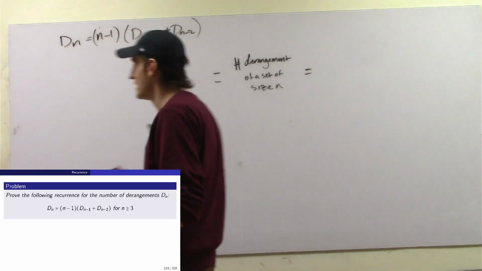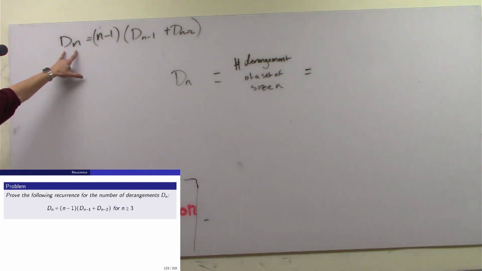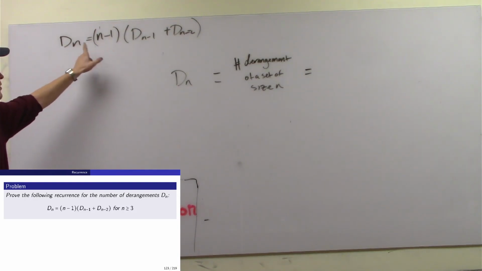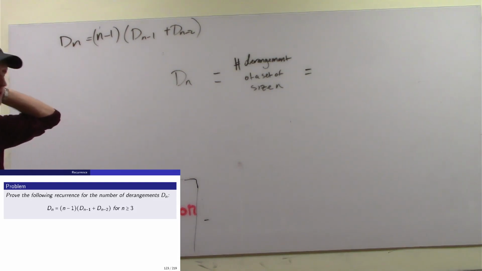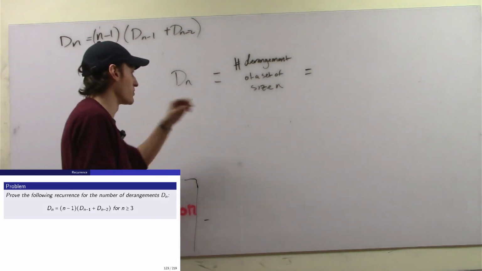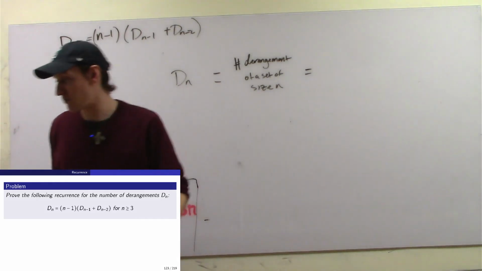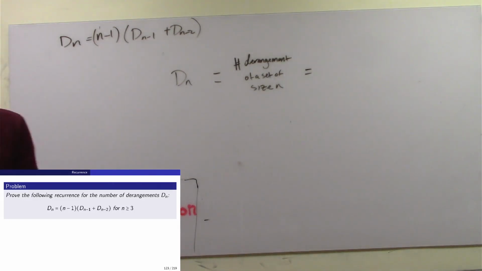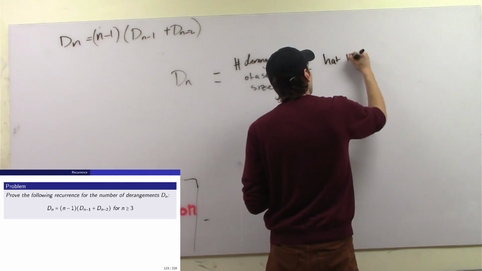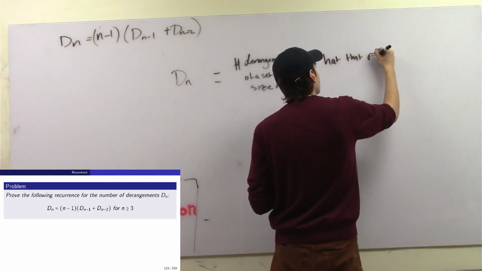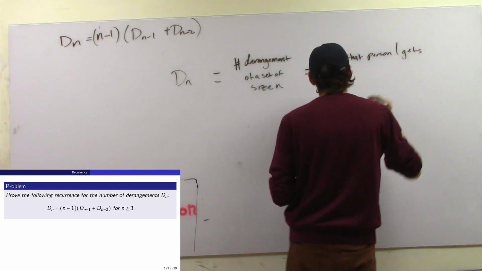And what I'm going to do is break it down into cases based off of where person 1, or whose hat person 1 gets. So this is a derangement, and maybe you can think of this as ways to give people their hats back. And so I'm going to split it off based off of the hat that person 1 gets.